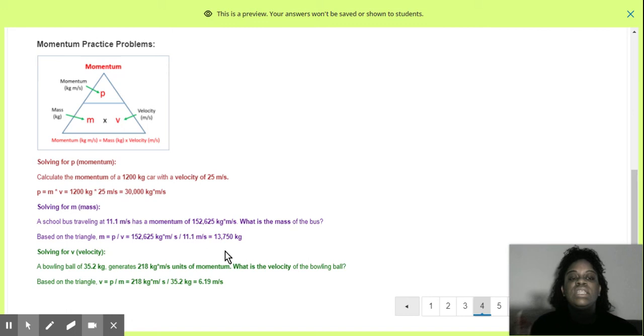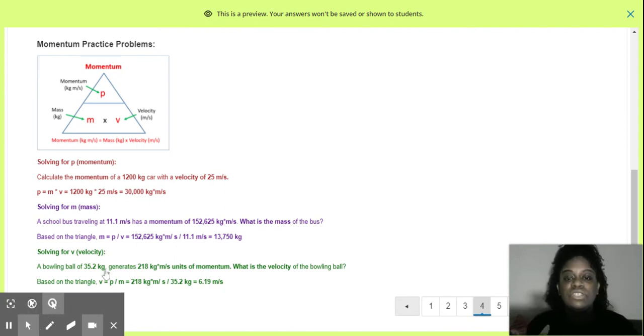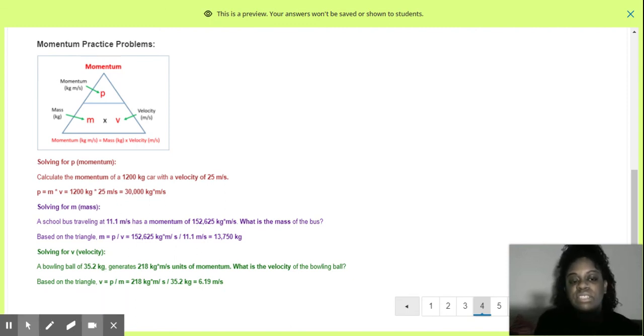Okay, so the next section in this module will be you guys practicing how to solve for momentum, mass, or velocity. Use this triangle to make the time you spend on these problems easier. Okay, so use the triangle. You have three questions in the next section, and then you will see the next set of notes that talks about calculating total momentum.